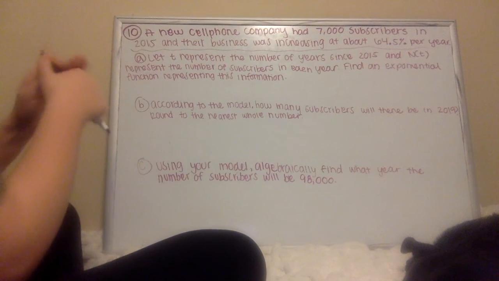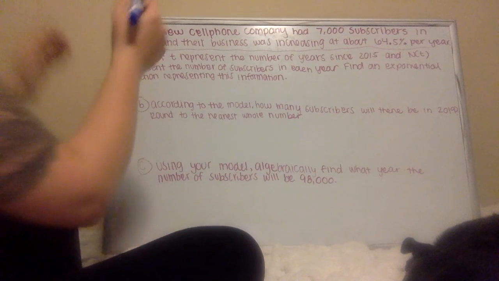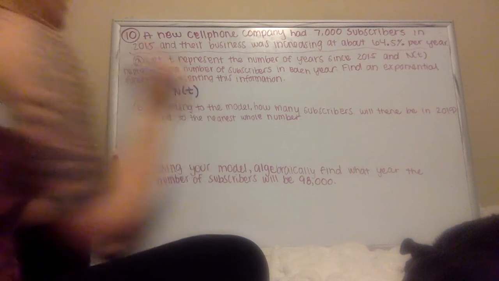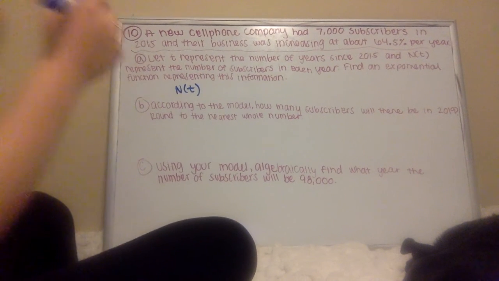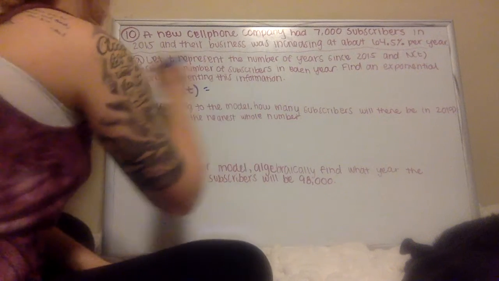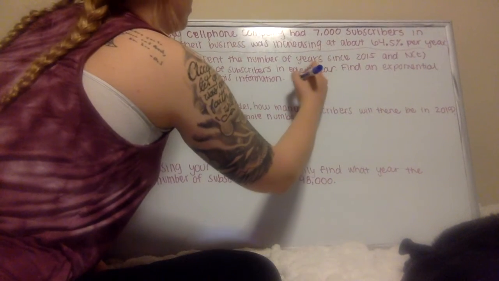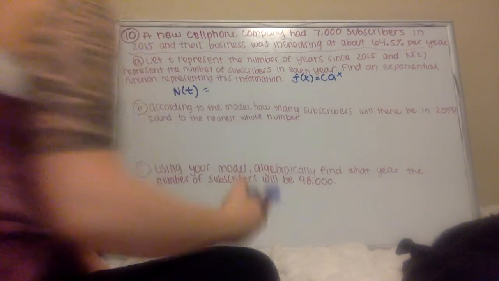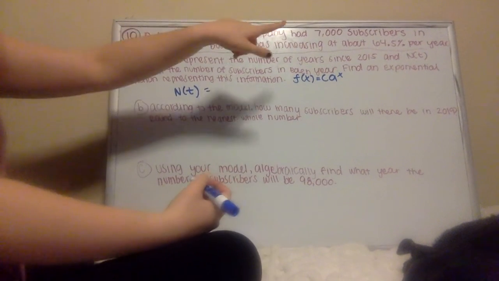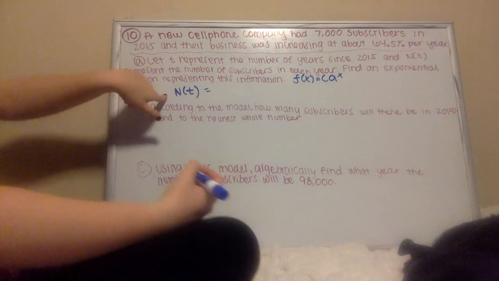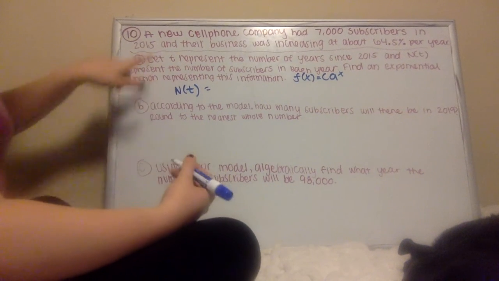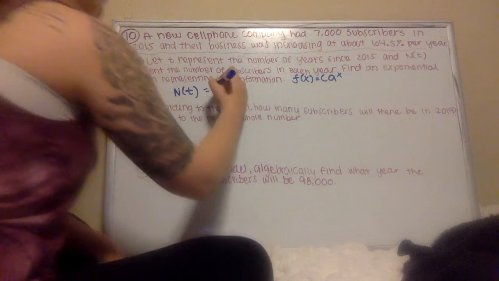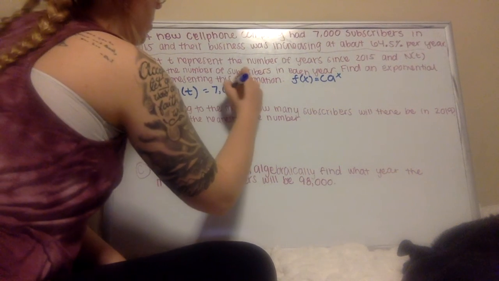Okay, so first off, it wants us to use N of T to represent the number of subscribers, and T to represent the number of years. So our base version of this is f of x equals c a to the x. But here they want us to use N of T for the number of subscribers, and T for the years. C is our initial value, so we are given our initial value is 7,000 subscribers.